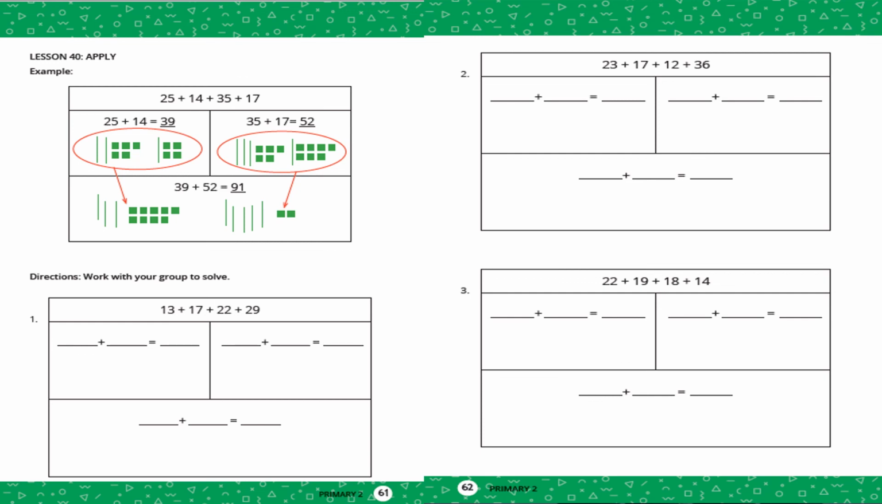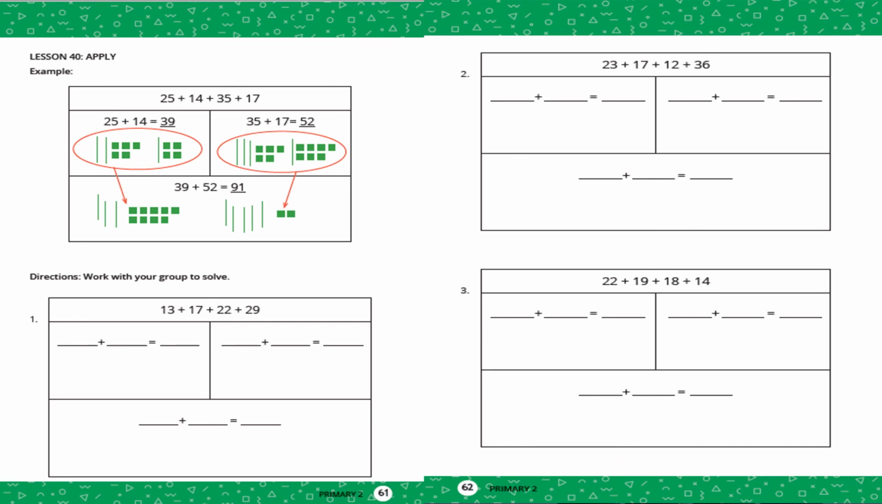So we will put 25 plus 14 first, and we will find the sum. 25 plus 14 equals 39. Then we will put 35 plus 17 and find the sum. So 35 plus 17 equals 52. And finally, we will put the results together. So we will put 39 plus 52 equals 91.